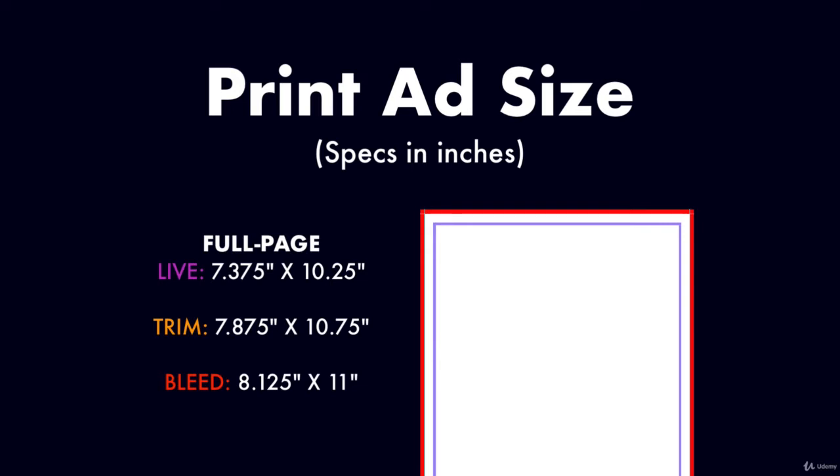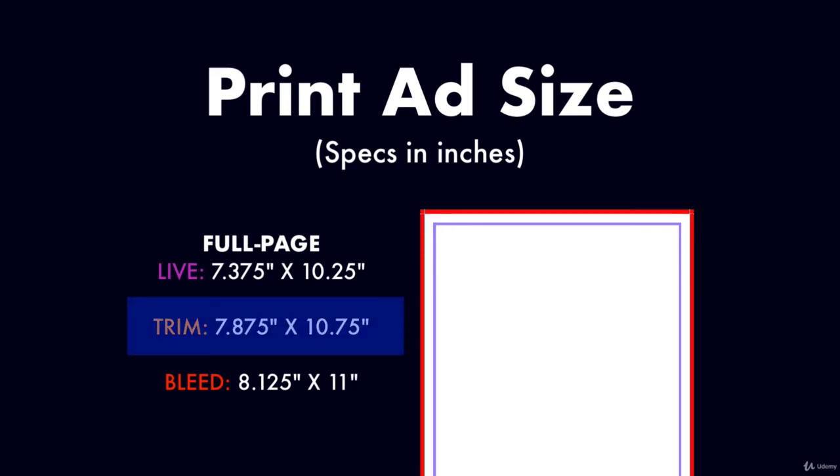As an intermediate level designer, you may have already created an ad and you're used to these terms: live, trim, and bleed. These are very standard terms. For those who are still learning and needing to figure out what these terms are, the size that we really will need is the trim size. This is the final size that you're going to see in the magazine.